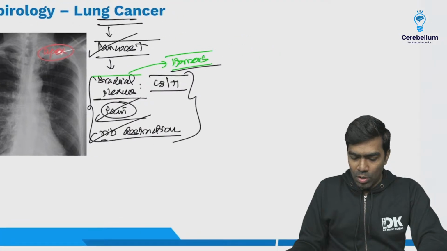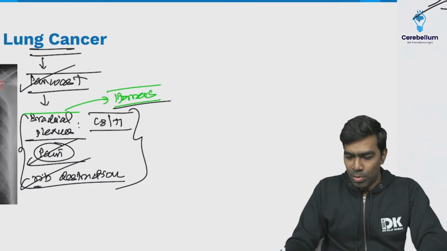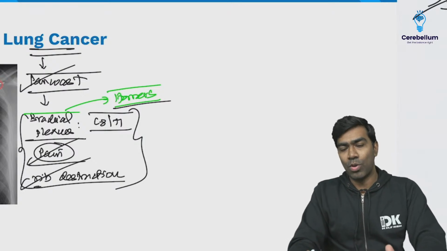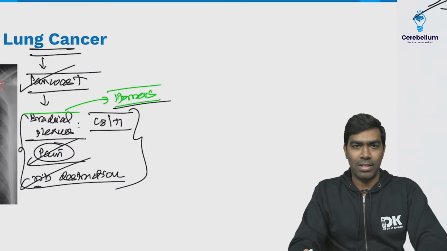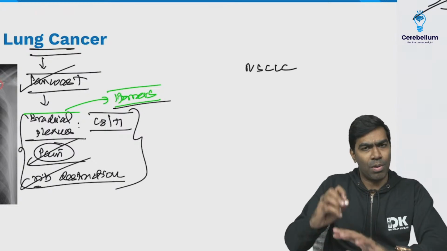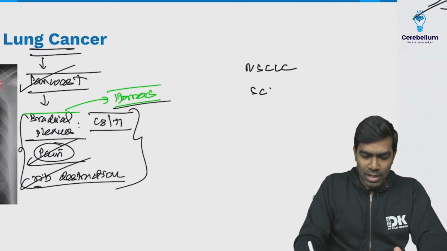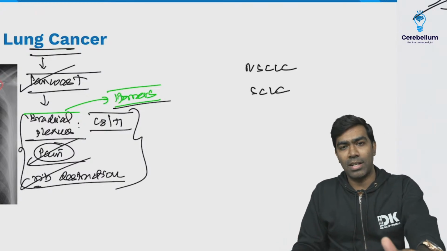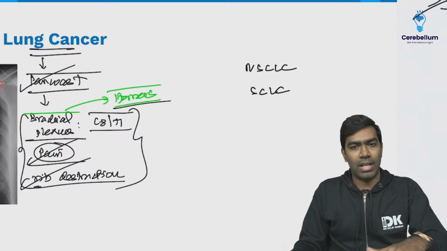So when you talk about lung cancer, what is the most important thing with regards to lung cancer? It's the paraneoplastic syndromes. That's more important whenever you talk about lung cancer. So you know what are the types of lung cancer? You have non-small cell lung cancer broadly, and you have small cell lung cancer as well.